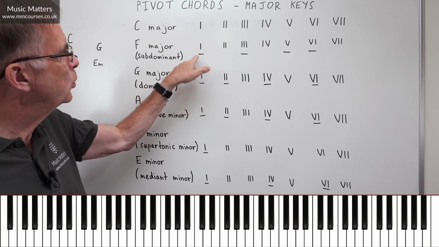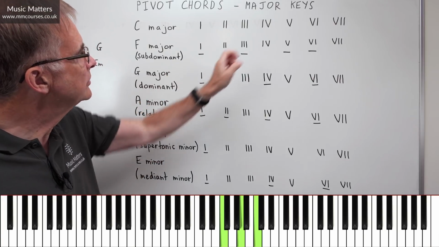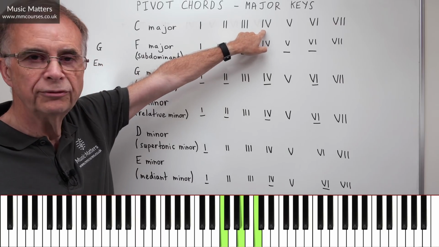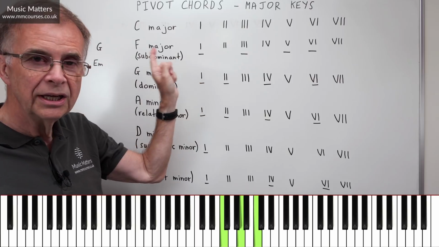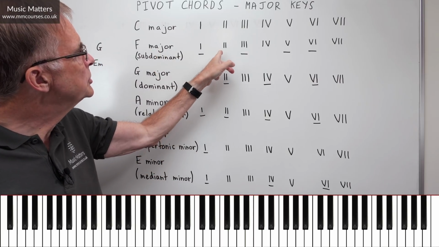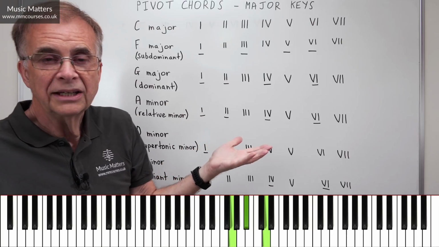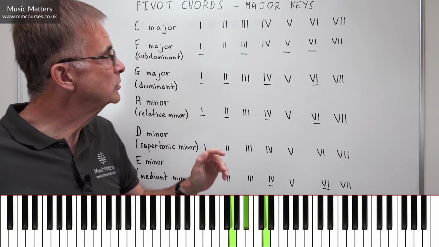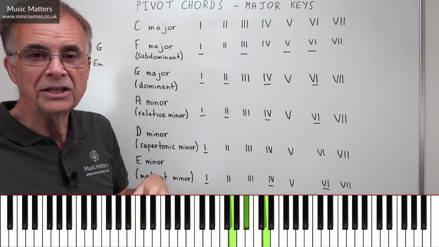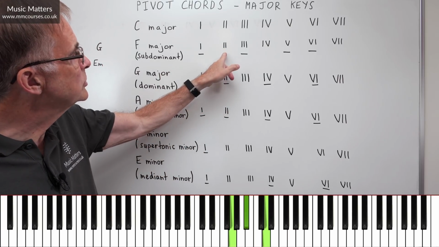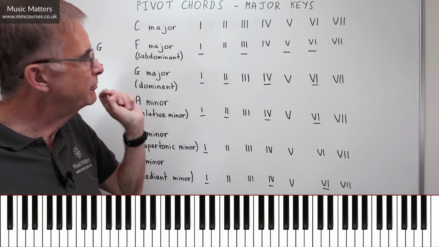Let's go back to chord 1 in F major. Well, chord 1 in F major is F, A, C. So that's the same as chord 4 in C major. So number 1 in F major is a pivot chord. Number 2 in F major, G, B flat, D. It's got a B flat in it. So it's no use as a pivot chord. That does not appear anywhere in C major because C major doesn't have a B flat. So that's not a pivot chord when I'm moving from C major to F major.